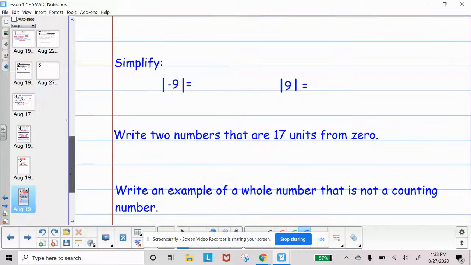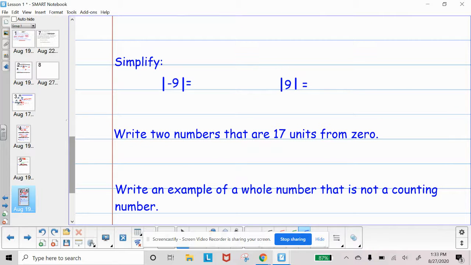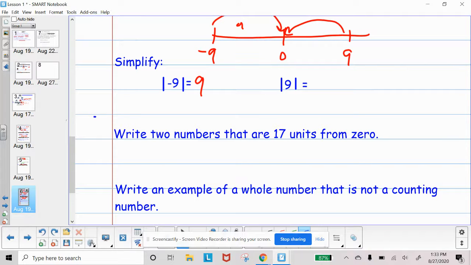Absolute value. Let's remember that it's a distance from 0 on a number line. So think of a number line and think of 0. And where would -9 be? Well, -9 is down here somewhere. How many units is it from 0? Well, isn't it 9 units away? So the absolute value of -9 is 9. +9 is also 9 units away from 0. So the absolute value of 9 is also 9.